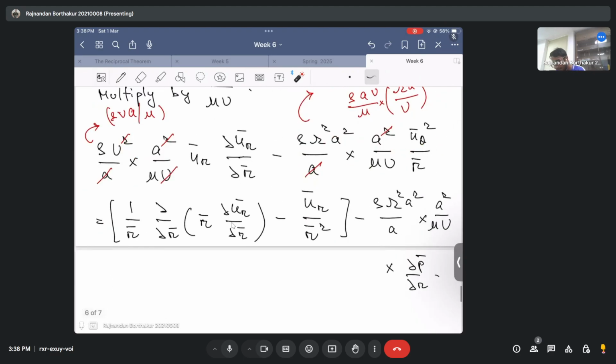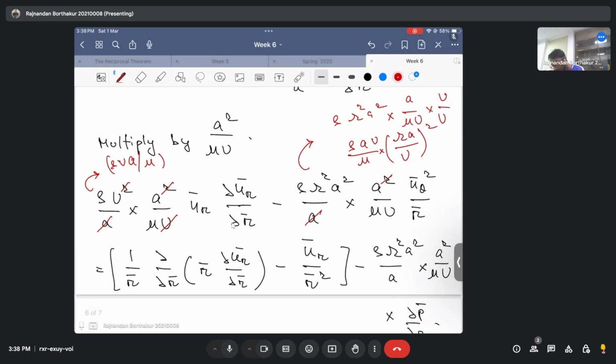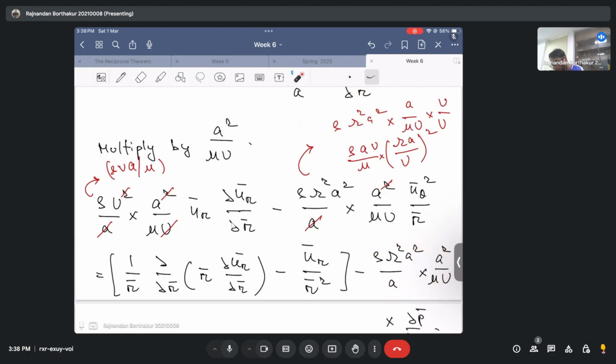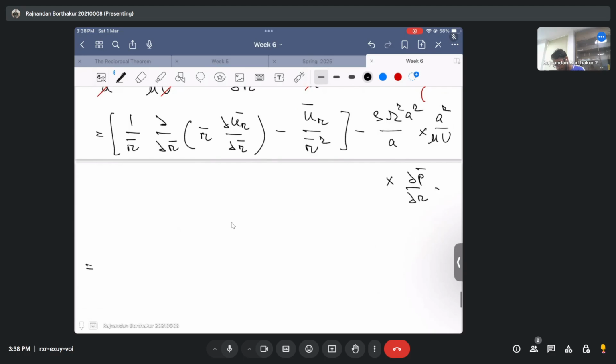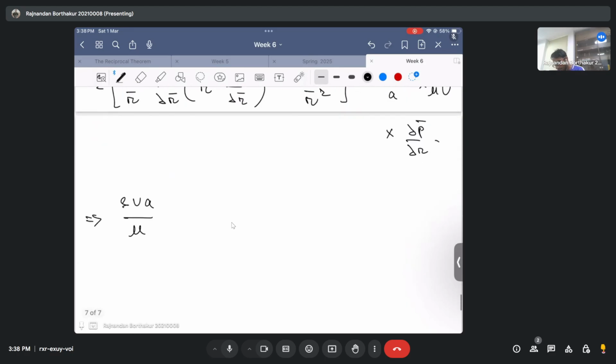And the similar thing can also be done for this term, because this term and this term are just identical, which means this term will also simplify to basically this. Okay, and let's just write down all the simplified form. So in the first term I have rho u_a by mu times u_r bar del u_r bar by del r bar.